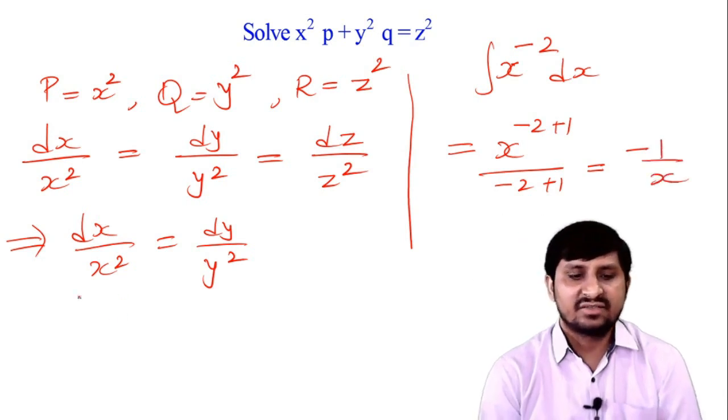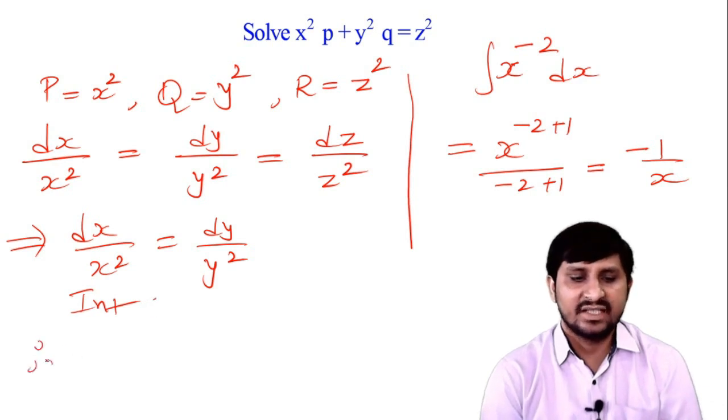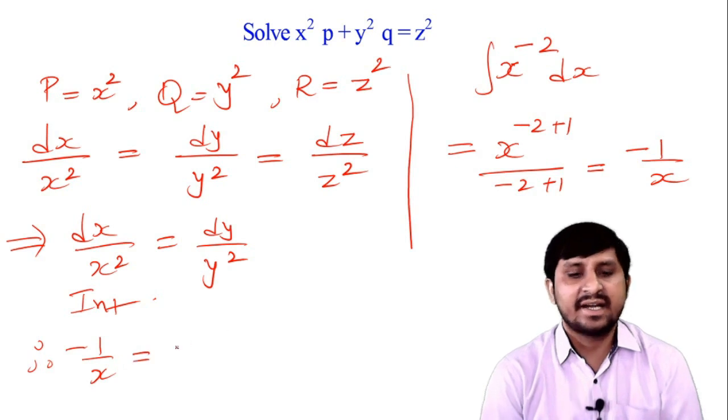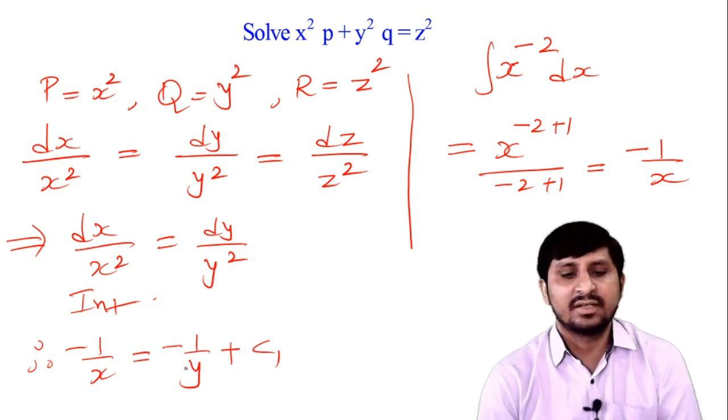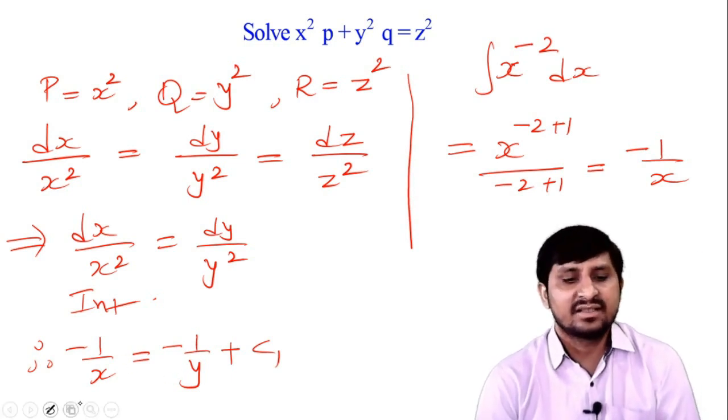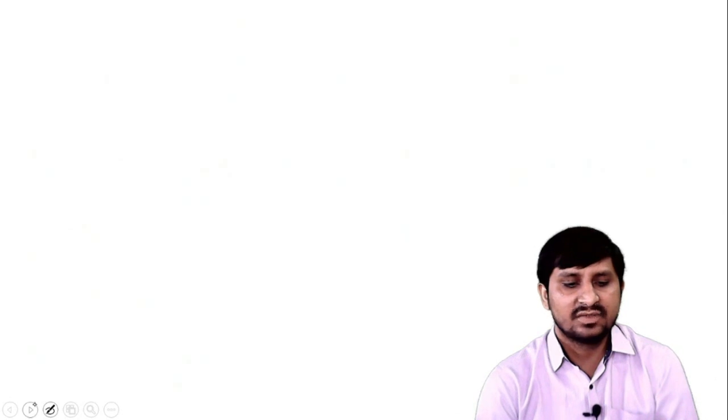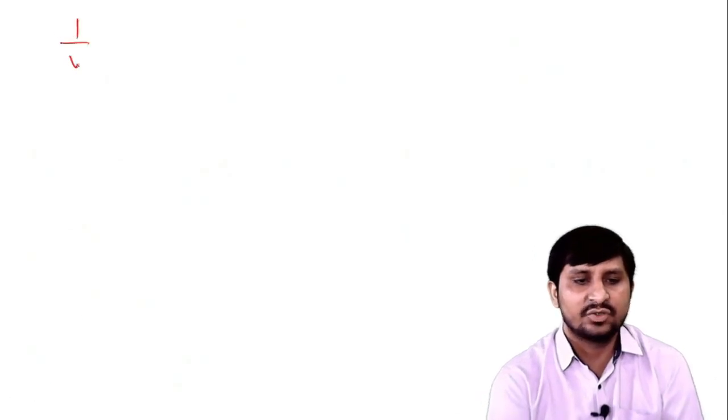So when we integrate on both the sides, left hand side we will get minus 1 upon x. Similarly, right hand side we will get minus 1 upon y plus c1. So I can write 1 upon y minus 1 upon x is equal to c1. So this is my first solution, 1 upon y minus 1 upon x is equal to c1.